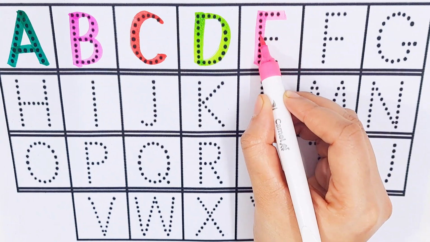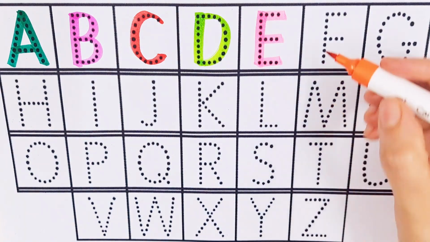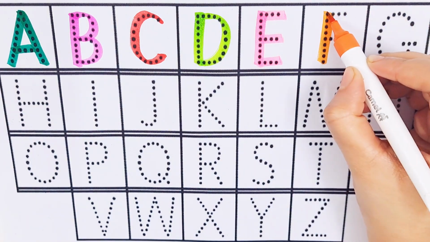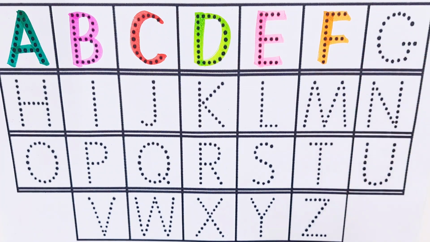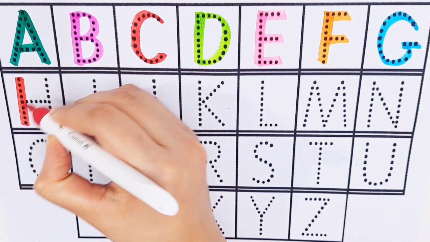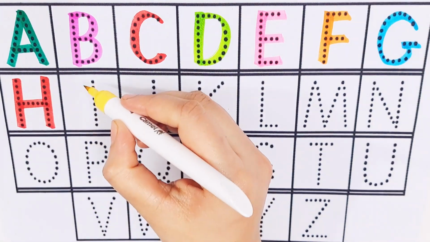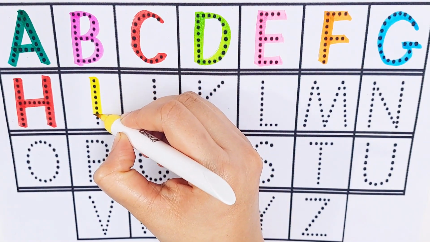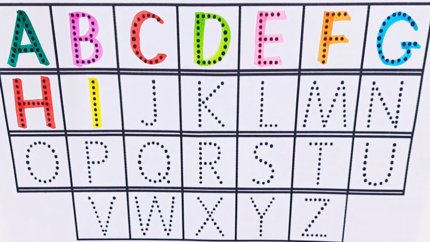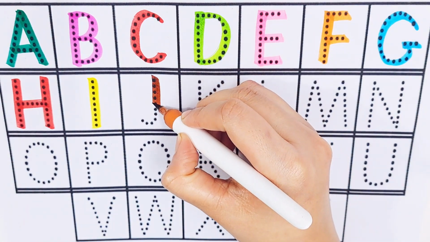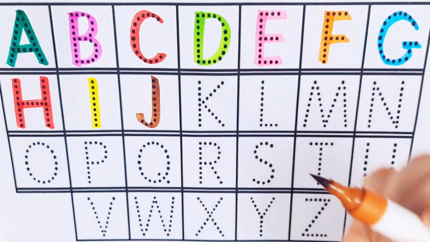E for ear. F for fox. G for glass. H for hand. I for infant. J for jeep.